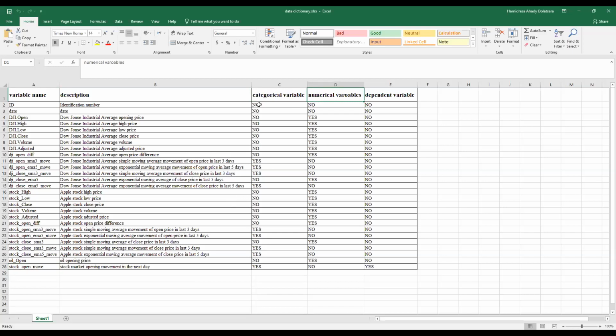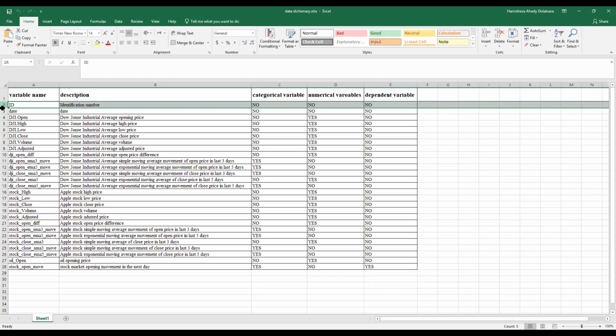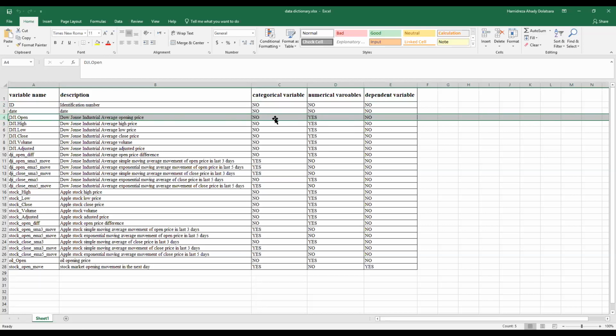So a variable could be categorical or numerical, or other variables like date and ID. For date and ID, you see that I put no for both numerical and categorical variable. So let's say for Dow Jones Open, under categorical variable, I said no. For numerical variable, I said yes, because it's just a continuous variable.